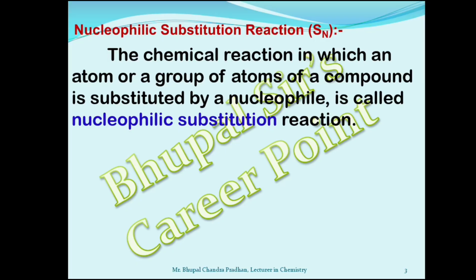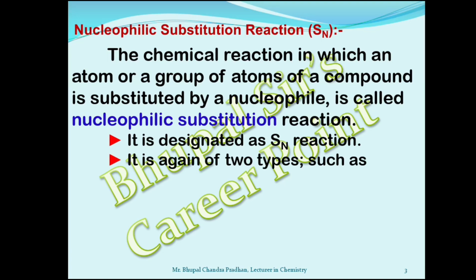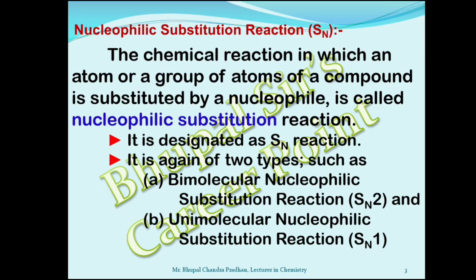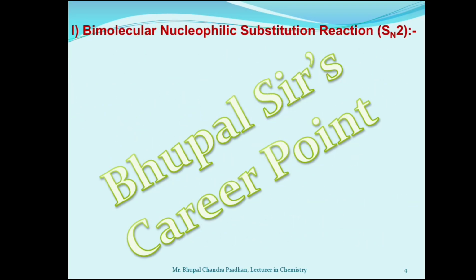Now we have to know what a nucleophilic substitution reaction is. The chemical reaction in which an atom or a group of atoms of a compound is substituted by a nucleophile is called a nucleophilic substitution reaction. It is designated as an SN reaction. It is again of two types: bimolecular nucleophilic substitution reaction, or SN2 reaction, and unimolecular nucleophilic substitution reaction, or SN1 reaction. Let us come to the bimolecular nucleophilic substitution reaction, or SN2 reaction.